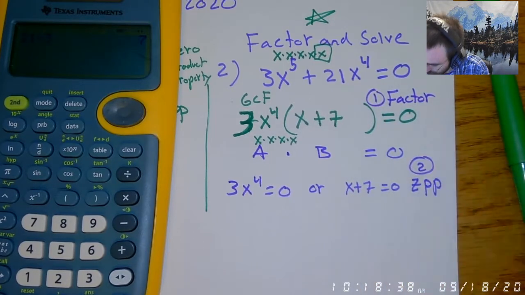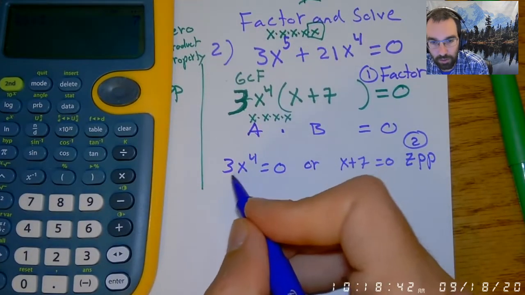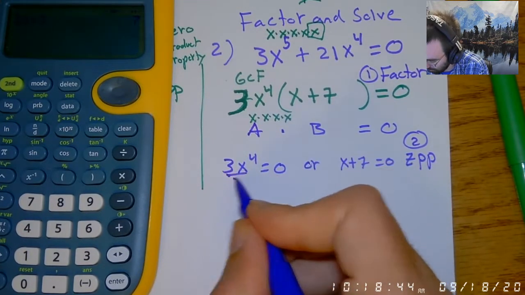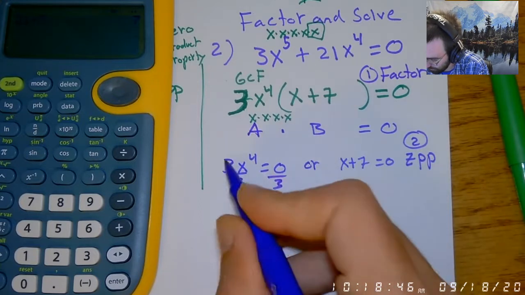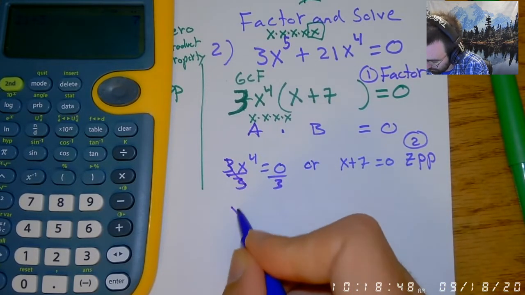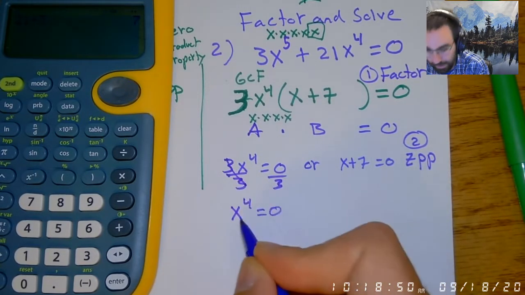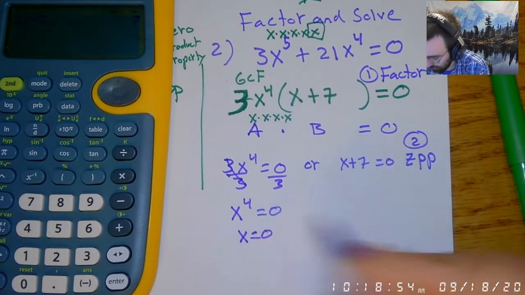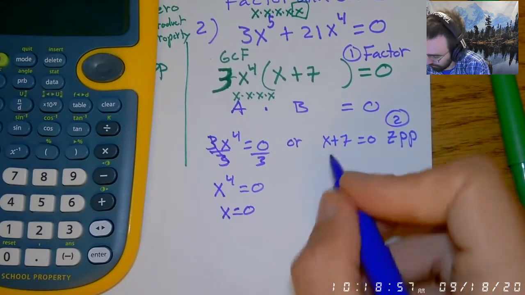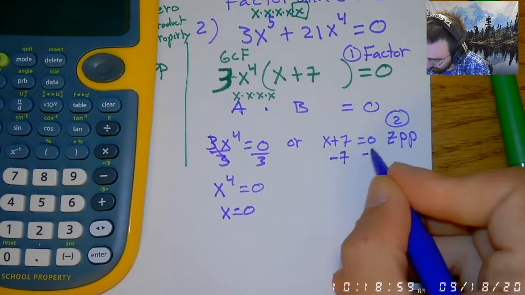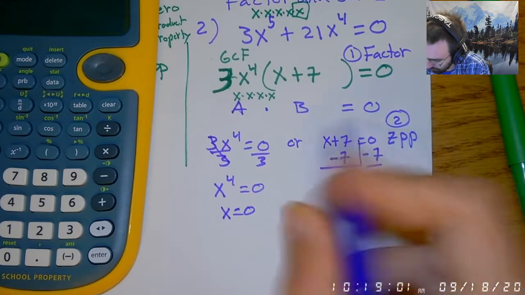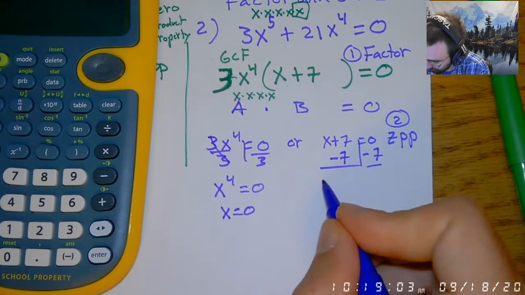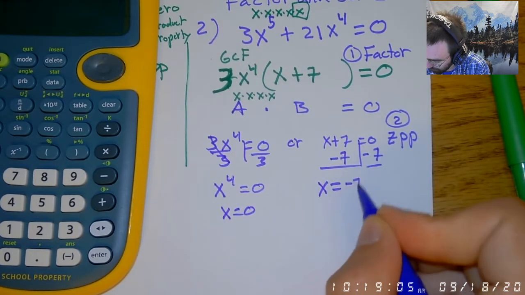The second step was the zero product property. So now I'm going to go ahead and solve. This is 3 times x to the 4th, so I'm going to go ahead and divide. And then what's the only way a number can multiply to get to 0? It's just 0. That's the only thing that can work. And then here, it's plus 7, so I'm going to subtract 7. So I get x equals negative 7.